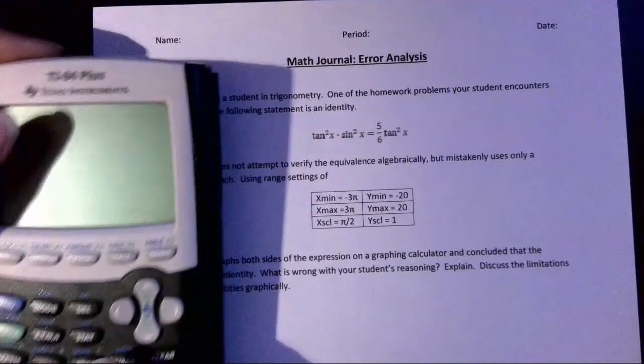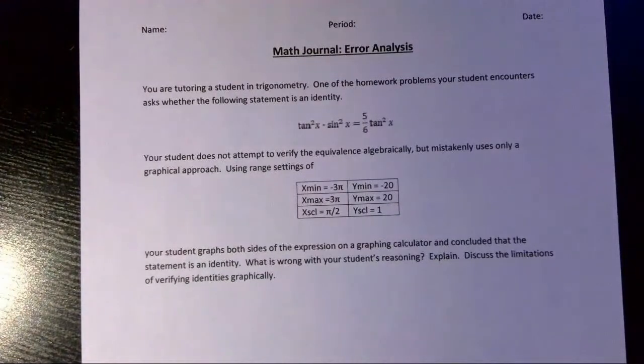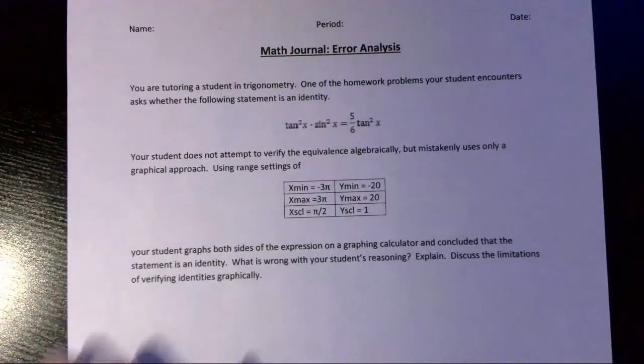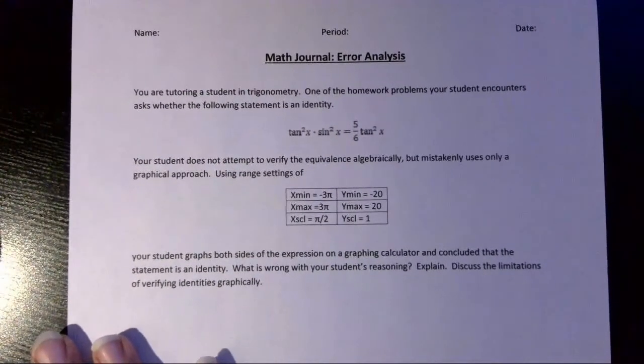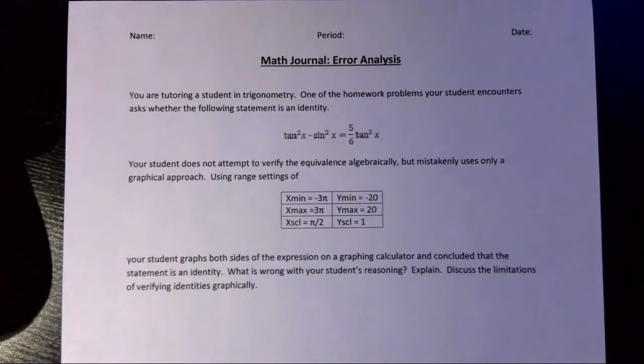Okay, so in this math journal, we're doing some error analysis, and it says you're tutoring a student in trigonometry, and one of the homework problems your student encounters asks whether the following statement is an identity. Tangent squared x times sine squared x, does that equal 5/6 times the tangent squared x?